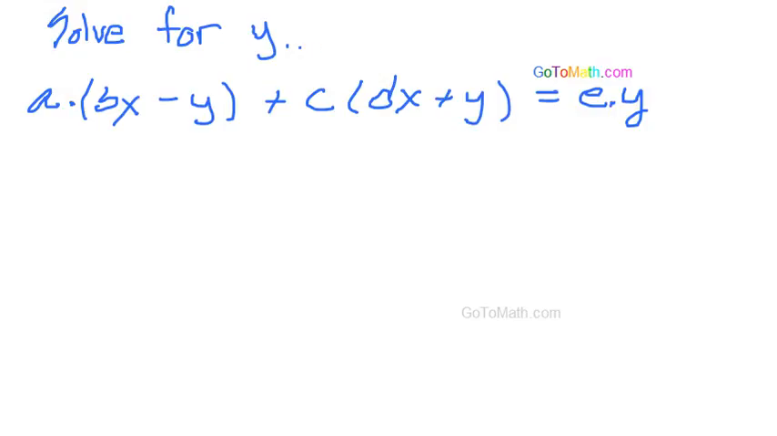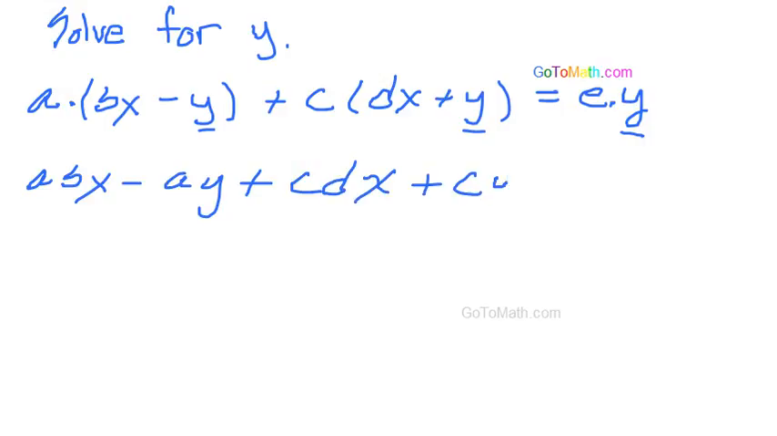Okay, well, we better just get on with this. Solve for y. Where are we at? There it is. There's a y there, and a y there. We got to get all these y's together somehow, because they've got to meet up and then elect one president. Let's distribute this a across. We have a times b times x minus a times y, c times d times x plus c times y is equal to e times y.